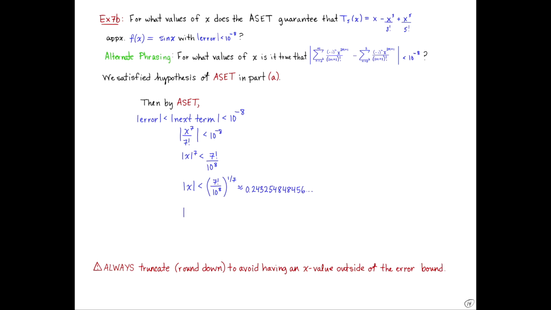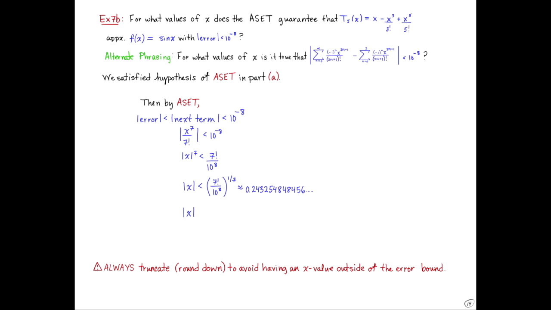Let's think about how we should round this. We need to guarantee that as long as x is within this interval, then the error will be less than 10 to the -8th. If we round up, let's say we round up drastically, could we say that as long as the absolute value of x is less than 1, the error is going to be less than 10 to the -8th? No, that's absolutely not true.